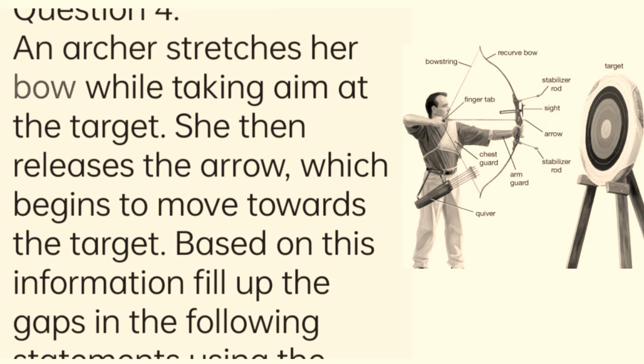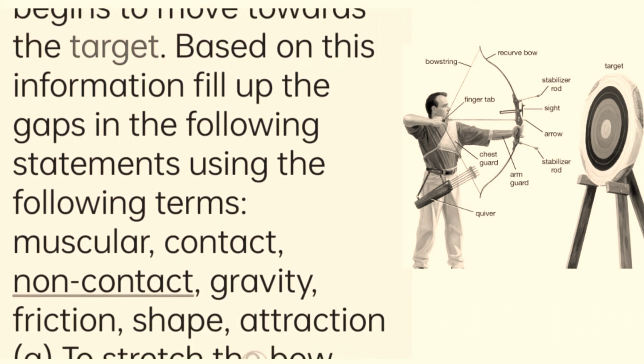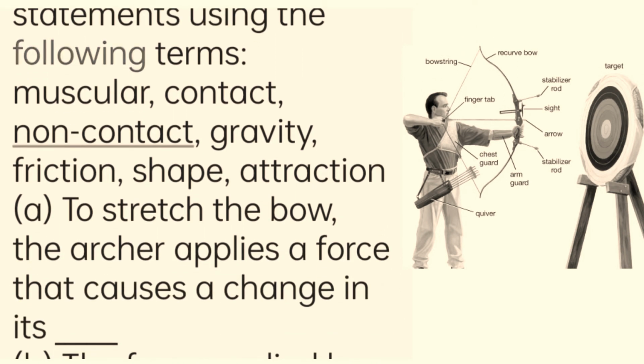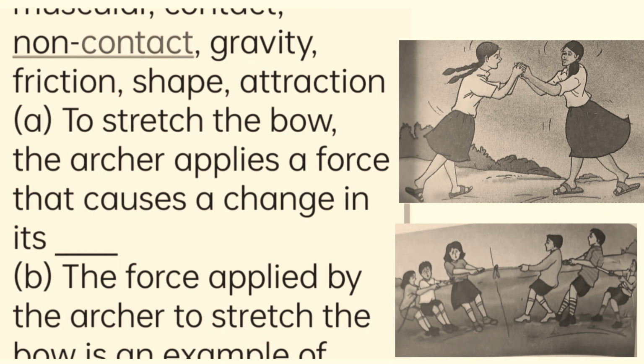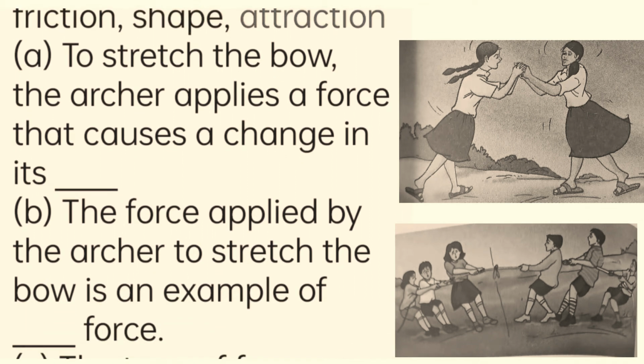Question 4. An archer stretches her bow while taking aim at the target. She then releases the arrow, which begins to move towards the target. Based on this information, fill up the gaps in the following statements using the following terms: muscular, contact, non-contact, gravity, friction, shape, attraction.